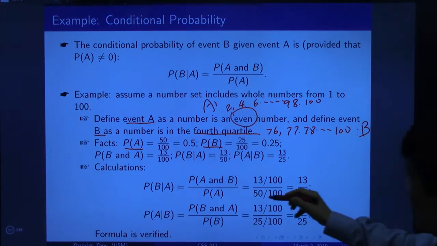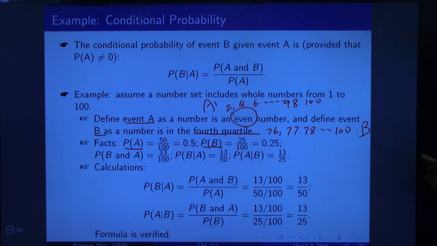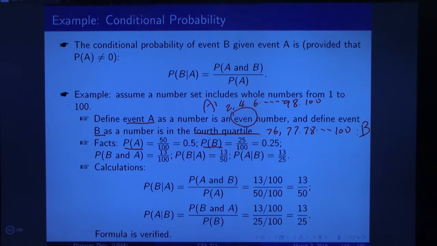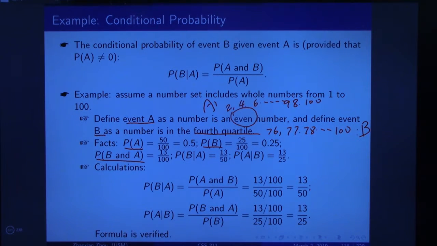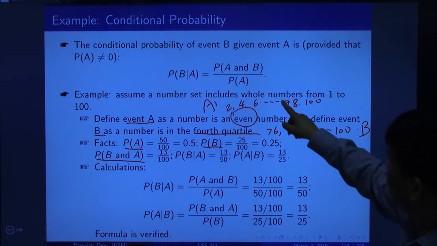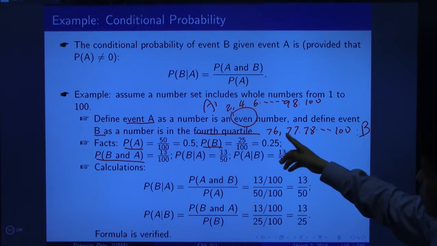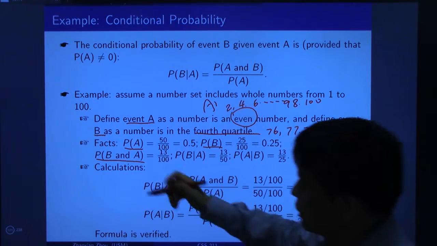P(B), the same thing. The total number is 100 and B is 76, 77, 78. So we have totally 25 numbers because this is the fourth quartile. So 25 over 100, so it equals 25%. The next probability is P(A and B), which means event A and event B at the same time. So it must be an even number and in the fourth quartile. If we compare these two sets, 2 is not here, 4 not here, 6 not here, okay, only 76 is here, 77 is here but not here. So we find that the overlap means we have only 13 numbers, 76, 78, 80, and all the way to 100. So the probability is 13 over 100.